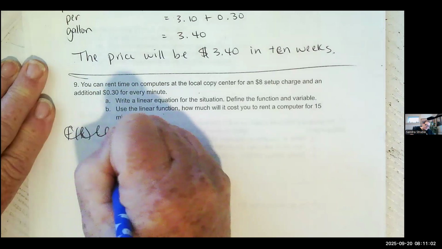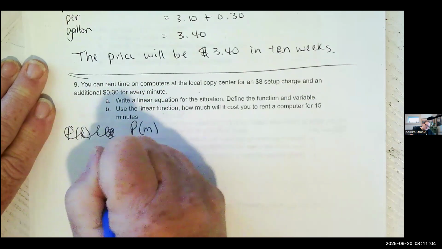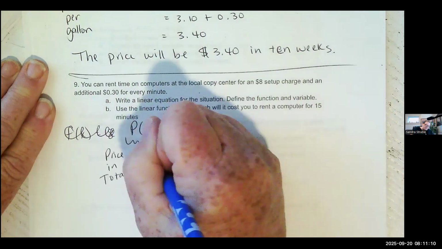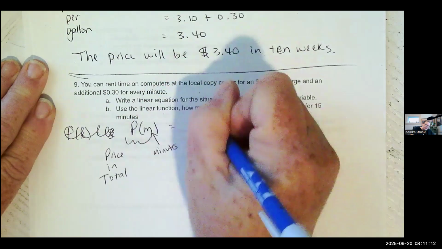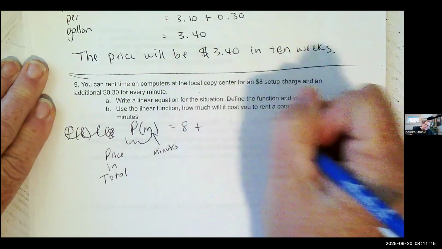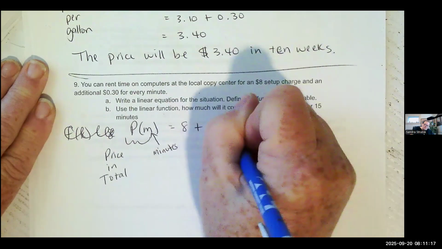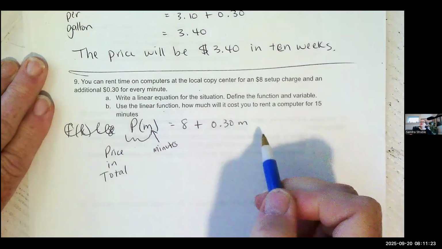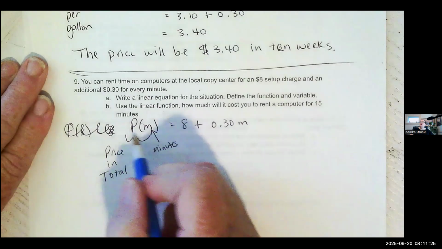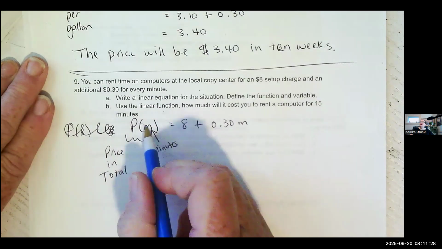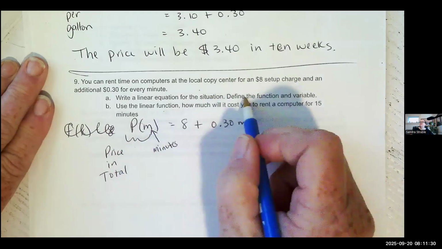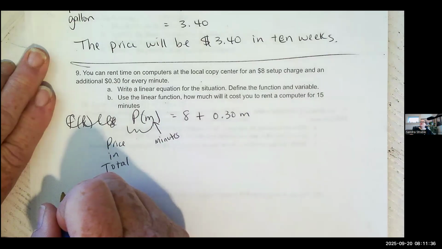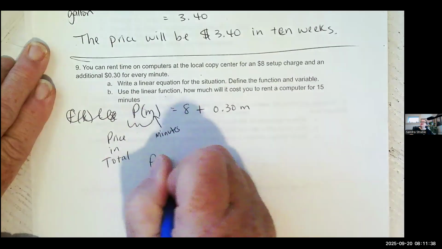So price in total is P of M, and M is the minute, and price in total based on minutes. So it's $8 plus 30 cents per minute. There's my linear function, and I define my variables. So if you use f of x, that's cool. You just need to define what the function is and what the variable is inside. So define both. B is how much will it cost to rent the computer for 15 minutes? Well, I just plug in 15 for minutes.